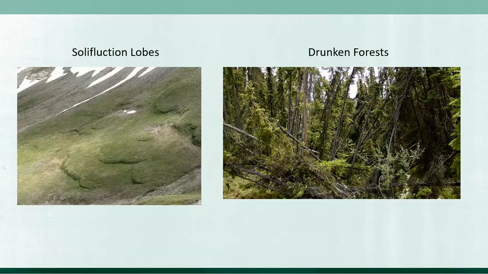A little bit more dramatic, but still not super dramatic, is what happens when we have permafrost areas and we get lobes of material moving down slopes, forming what are called solifluction lobes. When trees are growing on this, we often get these crazy drunken forests that are found in many parts of interior Alaska.